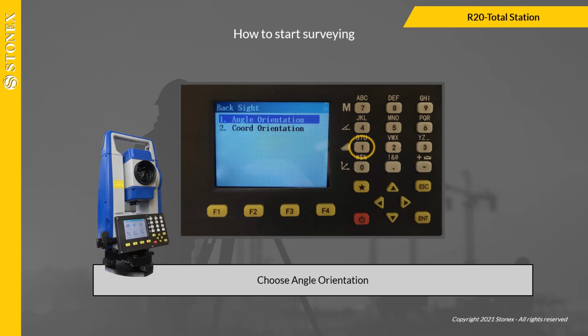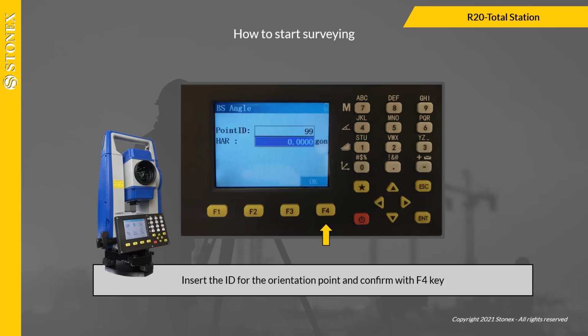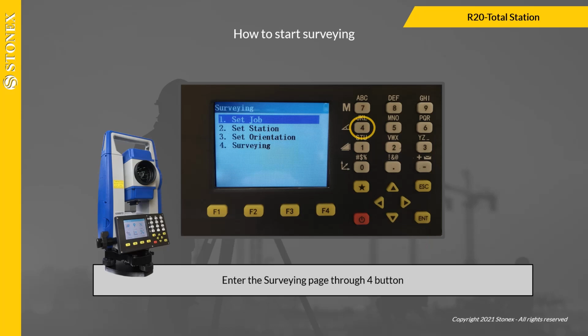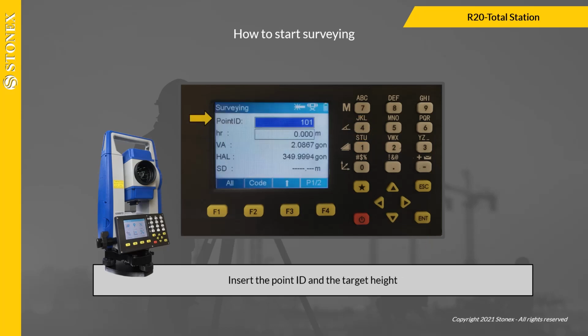Choose angle orientation. Insert the ID for the orientation point and confirm with F4 key. Aim the back sight, then press Enter to measure. Enter the surveying page through 4 button. Insert the point ID and the target height.